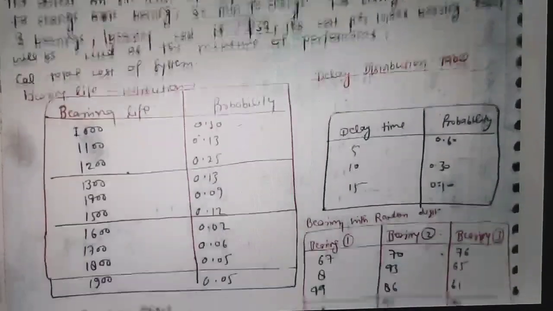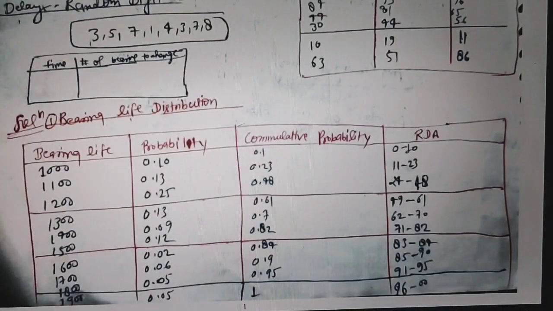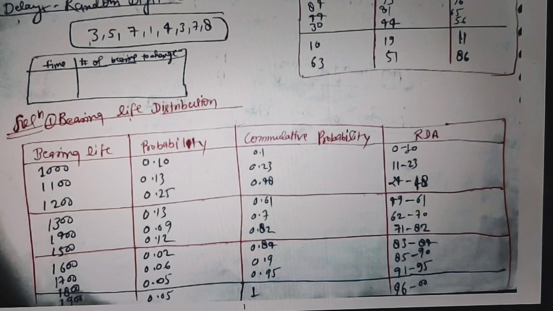Now we have to simulate these things. In the first step, we find the bearing life distribution and the respective random digit assignment. The respective probabilities are given, so the cumulative probability for the first is 0.1, and the random digit allocation is 0 to 10. For the second one it will be 0.1 plus 0.13, so it will be 0.23, and the random digit allocation will be 11 to 23. Accordingly we can calculate the rest.